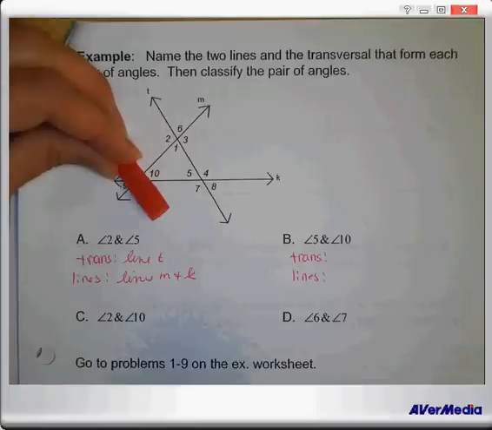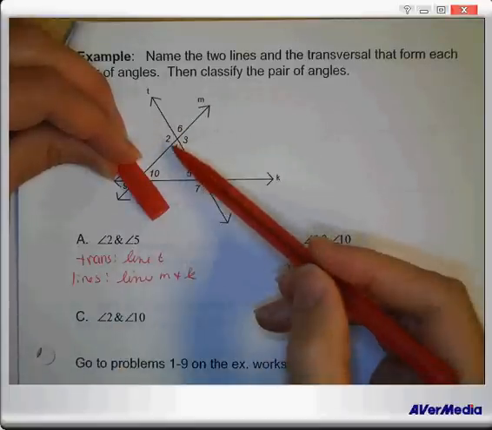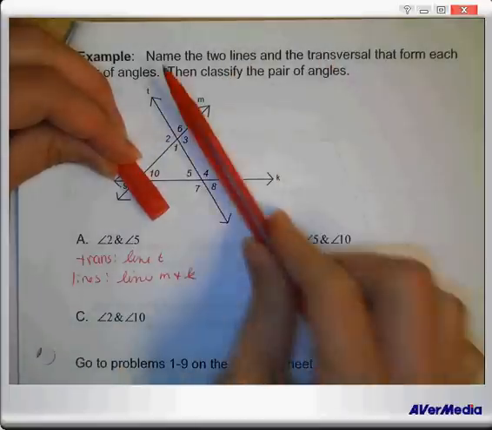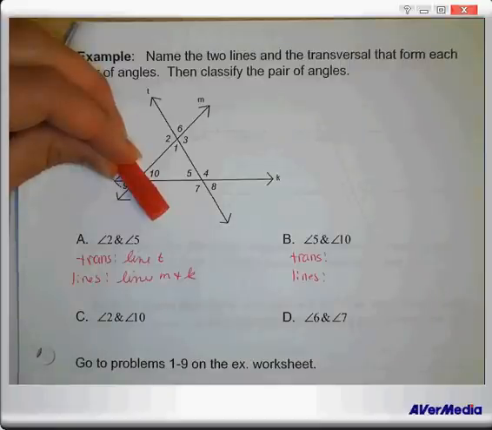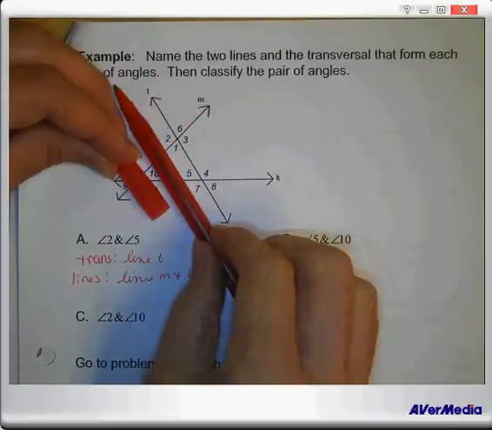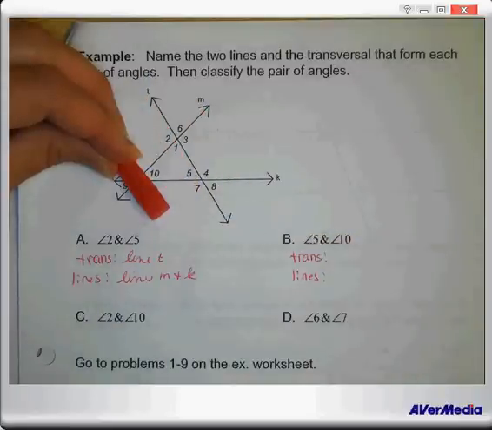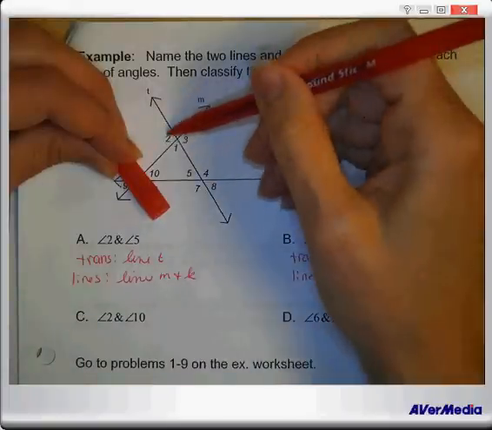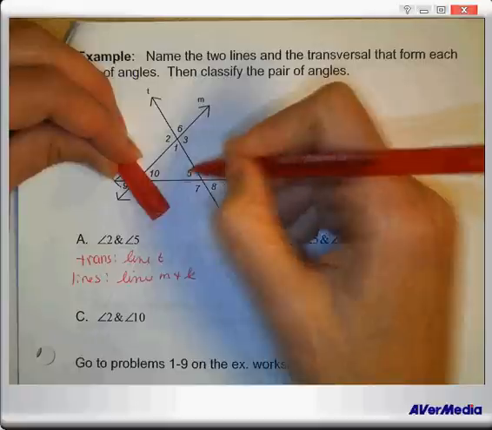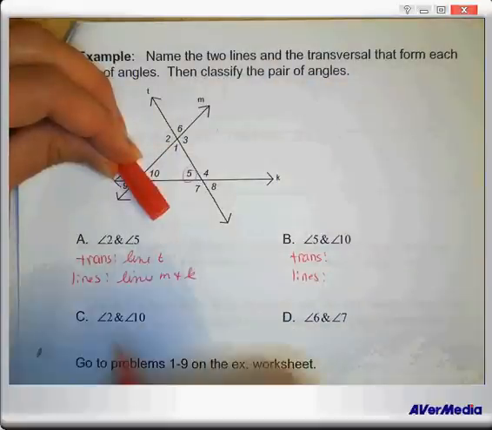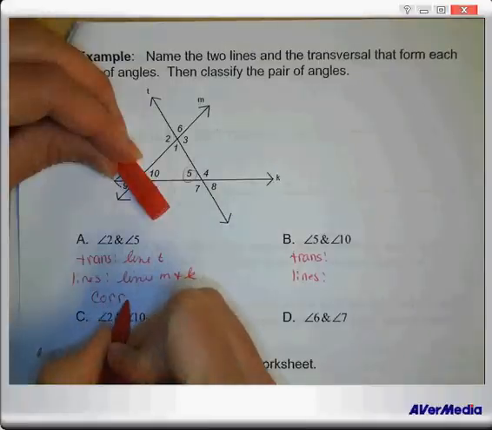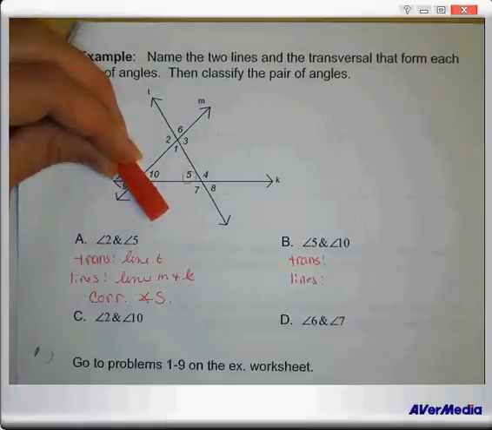Then we have to decide what type of angles 2 and 5 are. Now here's my question. First thing you should ask, are they on the same side or opposite sides of that transversal? Well, they're on the same side. That means you're going to have a choice. They're either same side interior or corresponding. Well, 2 is an exterior angle. 5 is an interior angle. Well, that means they're corresponding angles.